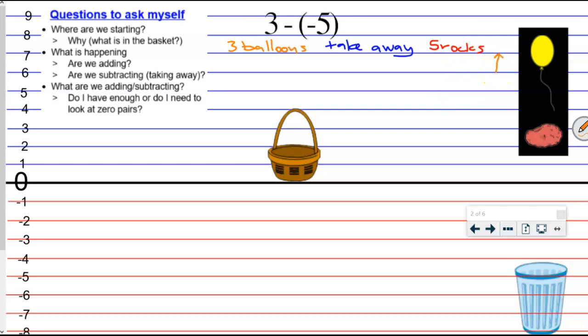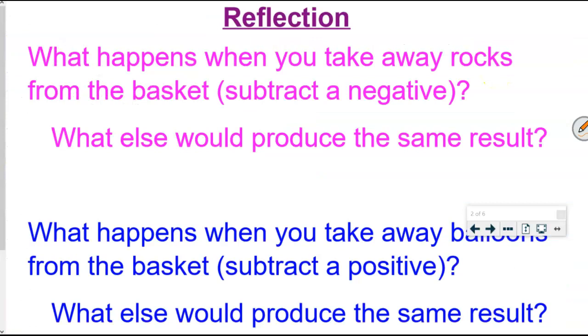And so this is also what we did in our last lesson. We summarized the big takeaways from all of this. And even though we've already done this, I still want to summarize again today because it's so helpful for practicing what we need to practice today. What happens when we take away rocks from the basket? You already told me this.